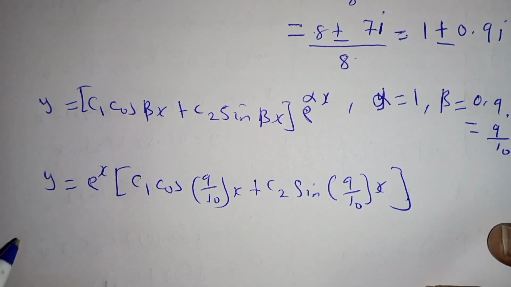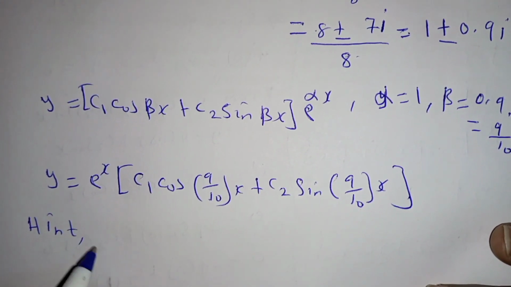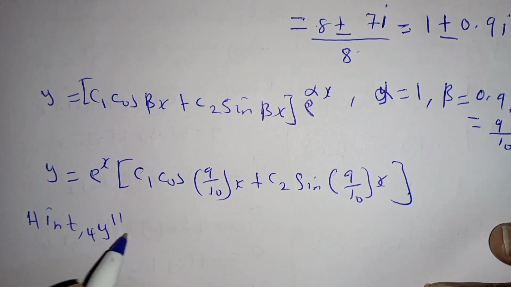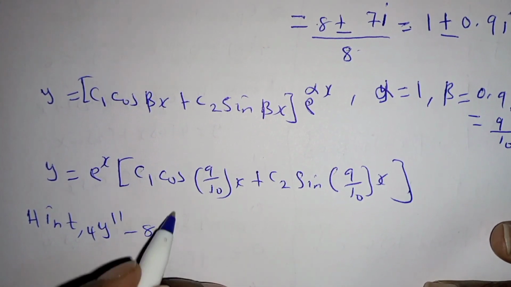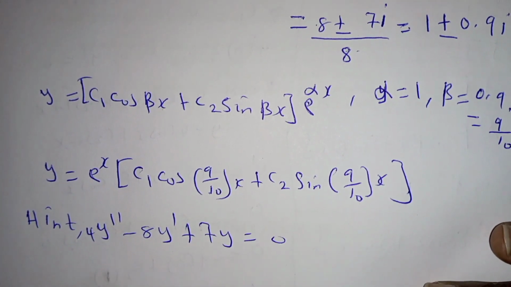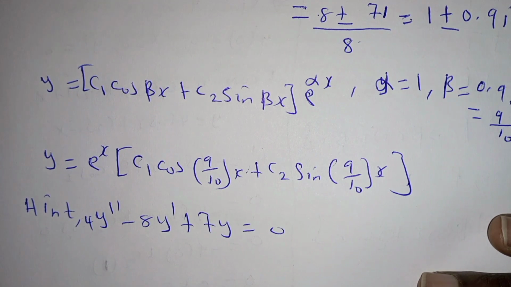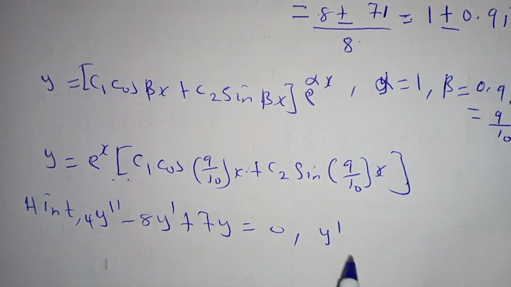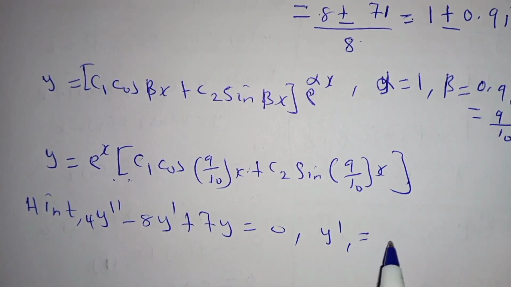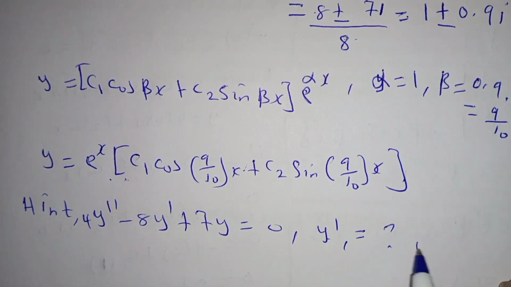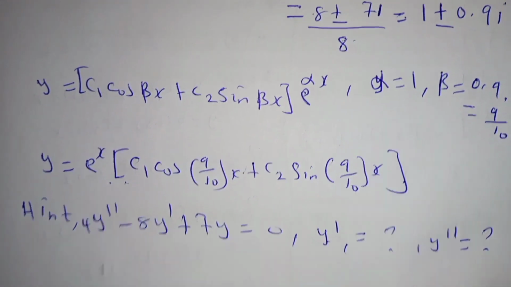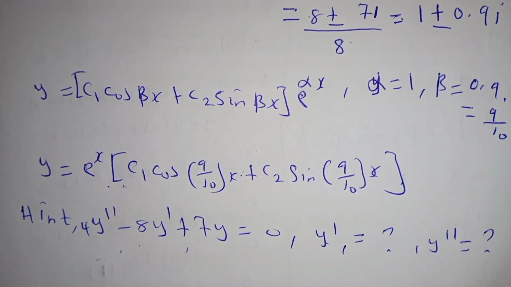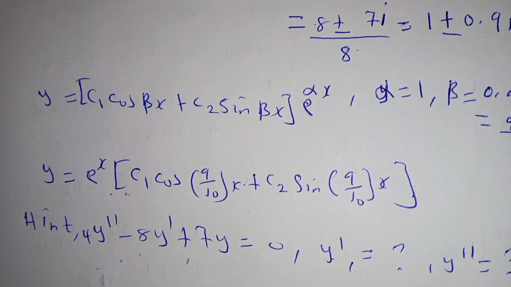You can always check, and I will just give you the hint, then you can try it in your own time. Our given ODE was 4y double prime minus 8y single prime plus 7y is equal to 0. To check whether this answer is correct, all you need to do is to get y prime. So you differentiate once, you get a value. Then differentiate y prime a second time, and you shall get a value. Once you get your values, you substitute them here. The result should give you 0. In case you don't get 0, it means you have an error, and then you need to repeat.